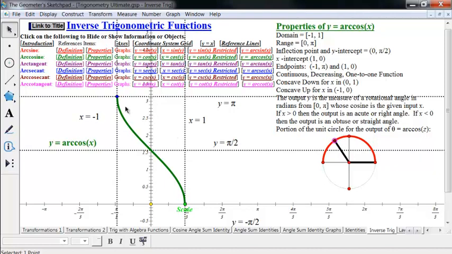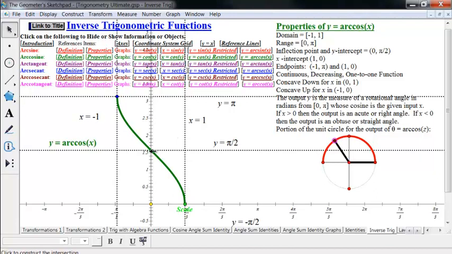Okay? This particular one is a continuous function, meaning it's all in one connected piece. It's decreasing the whole way, and so that makes it a one-to-one function. It does have an inflection point, which is also the same as the y-intercept, and that happens at (0, pi over 2) right here in the middle. It has endpoints starting up here at (-1, pi), and then it goes to (1, 0). Those are the endpoints. Of course, (1, 0) is also the only x-intercept.